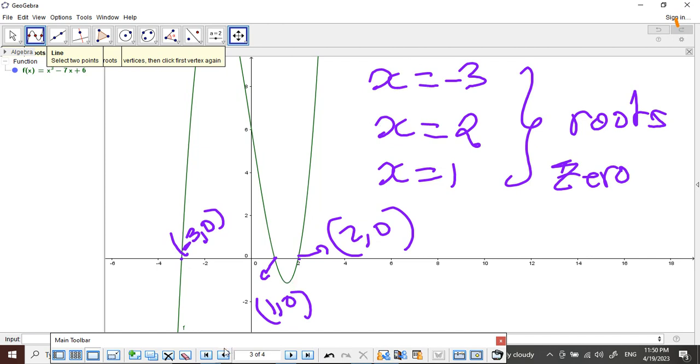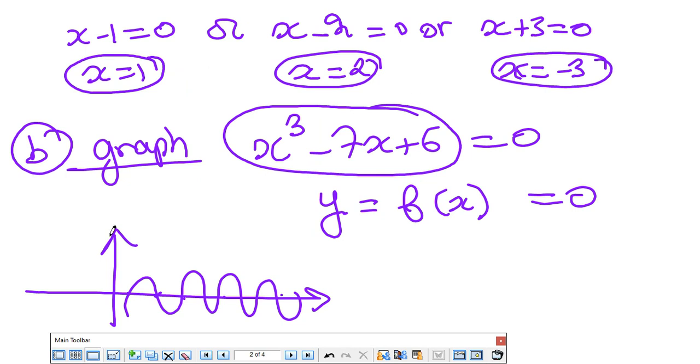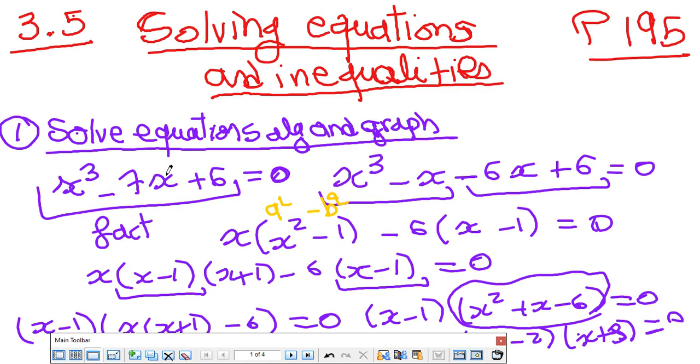If I replace x by minus 3 or 2 or 1 in the expression, the answer is 0. And I can double check my work. Look, I got minus 3, 2, 1 here, and in the preceding one I got minus 3, 2, 1, so my work is right. This is how we solve an equation, algebraically and graphically. You can write here: algebraically, this is what we did, and part B we did graphically.